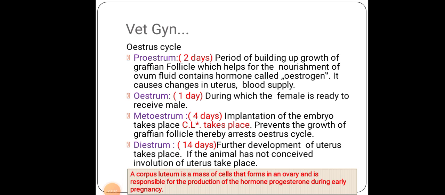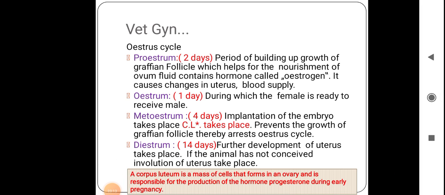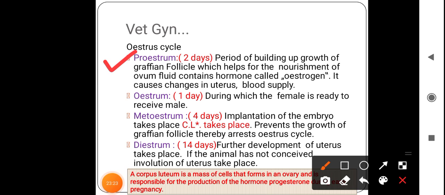Now moving ahead, coming to a very important topic, the estrus cycle. So friends, as you know, this is a very important topic. The estrus cycle is divided into four stages: proestrum, estrum, metestrum, and diestrum.